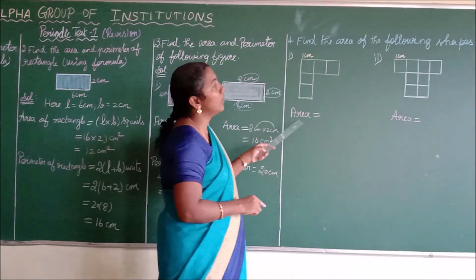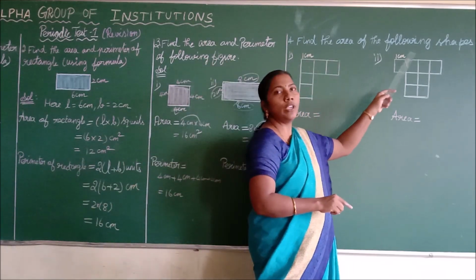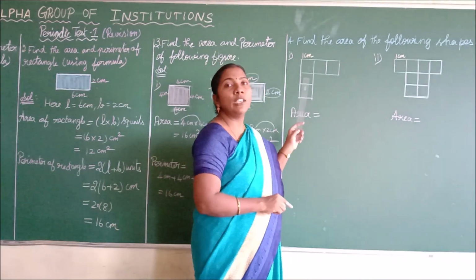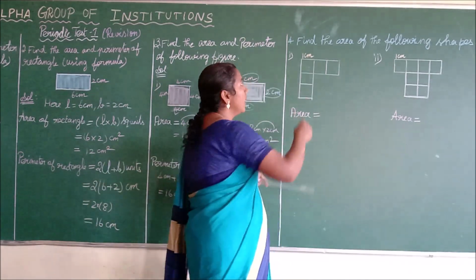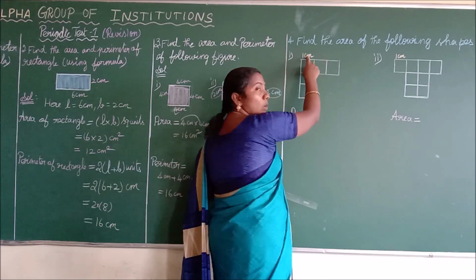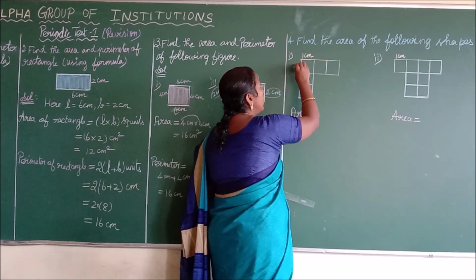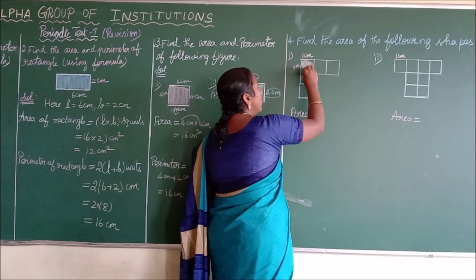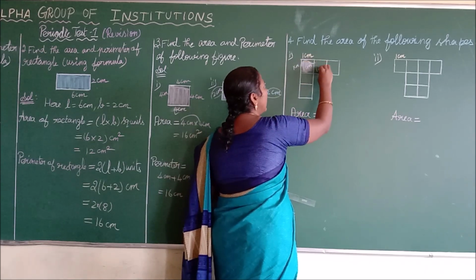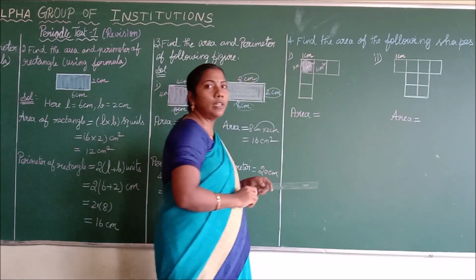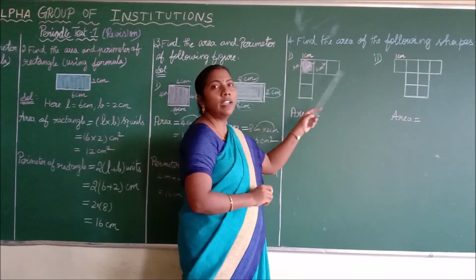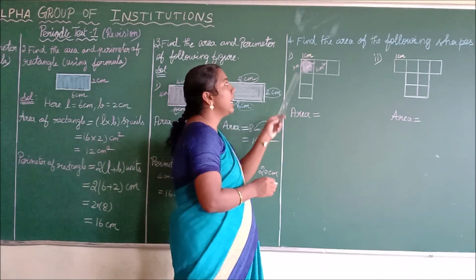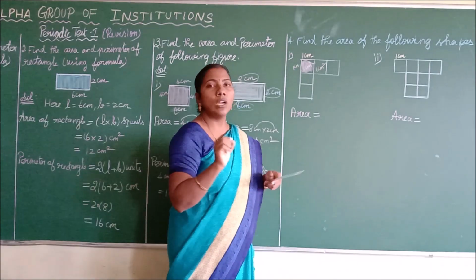Okay. See the last one. Find the area of the following shapes. Here we are going to calculate the area of this shape by using the squares. See here, what is the length of this side? 1 centimeter. So this is also 1 centimeter. So what is the area of this small square? Yes, 1 centimeter square. Thus the given shape is divided into small squares of side 1 centimeter. So the area of each square is 1 centimeter square.